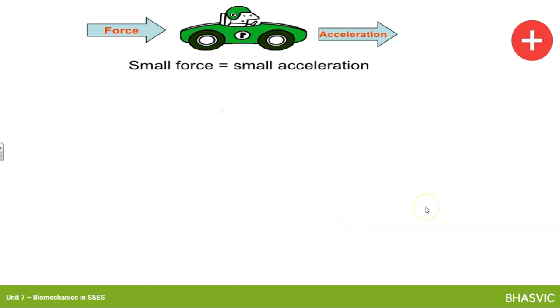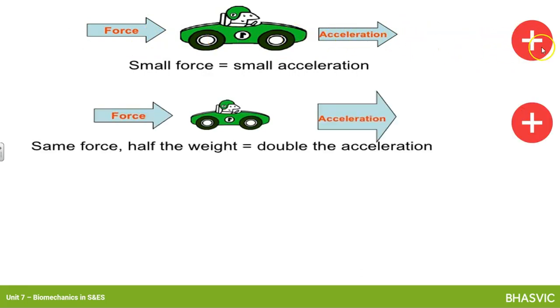So let's have a look at those sorts of variables, the amount of force you apply affecting acceleration, how rapidly this object accelerates. So a small force will generate a small acceleration. With the same size small force, but an object which is half the mass, a lower mass, a lower inertia, you will get a bigger acceleration.